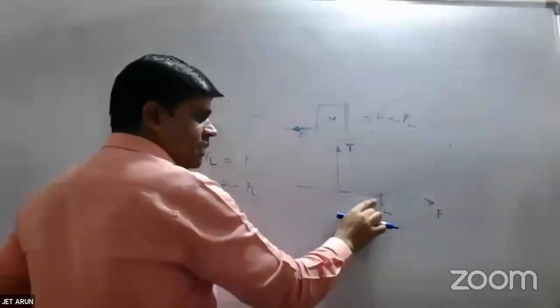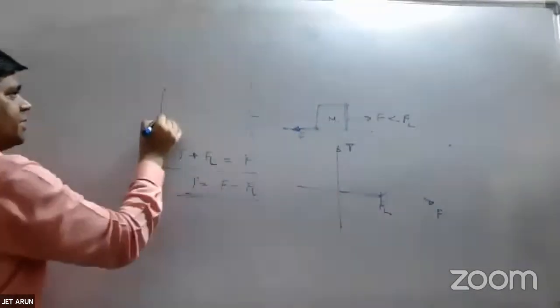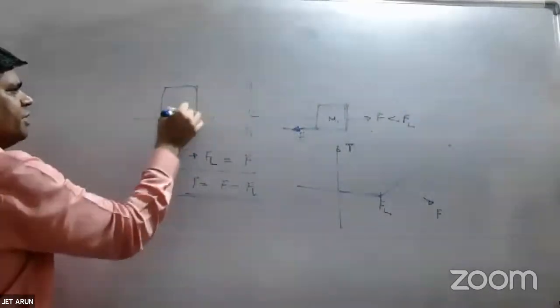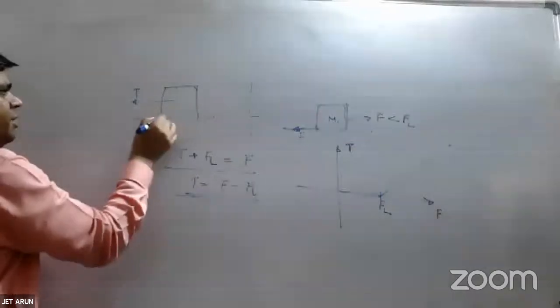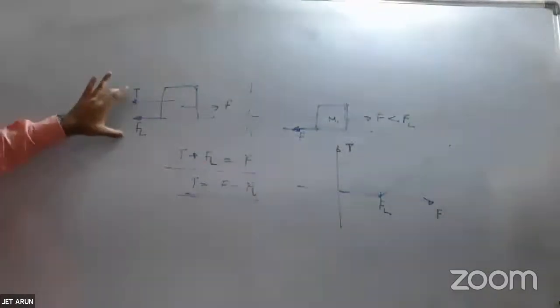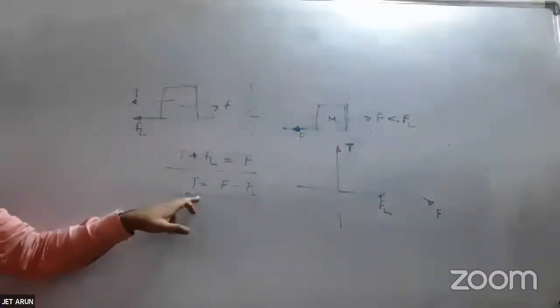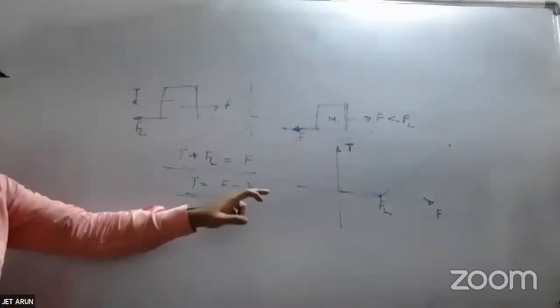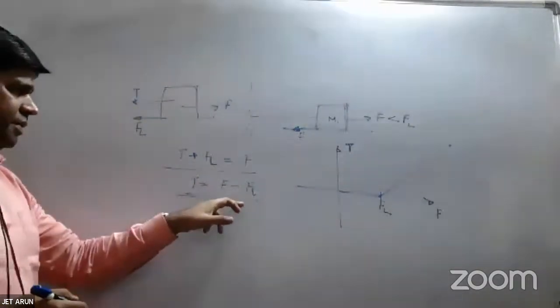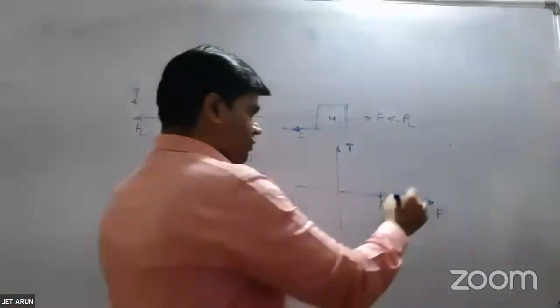Once F is greater than FL, ఈ ఈక్వేషన్ రాస్తాను, FBD రాస్తాను. See, whole of Newton's laws is based on FBD. T, ఇది FL, ఇది F. Particle is in equilibrium. T plus FL is equal to F. FL ని అక్కడ పంపిస్తా, T is equal to F minus FL. Y is equal to mx plus c. Negative intercept, positive slope. One is the slope. So this angle is 45 degrees.